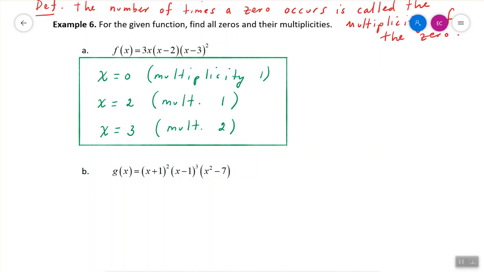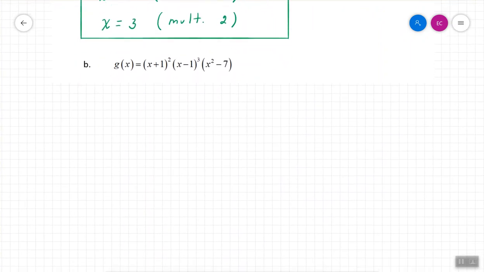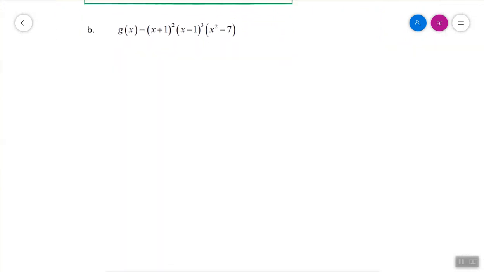Okay, the next one is about the same. There's one extra wrinkle, if you will. Let's go on and let's have a look at that. So this time we have a factor x plus 1. And so x plus 1 equals 0 gives us x equal -1.